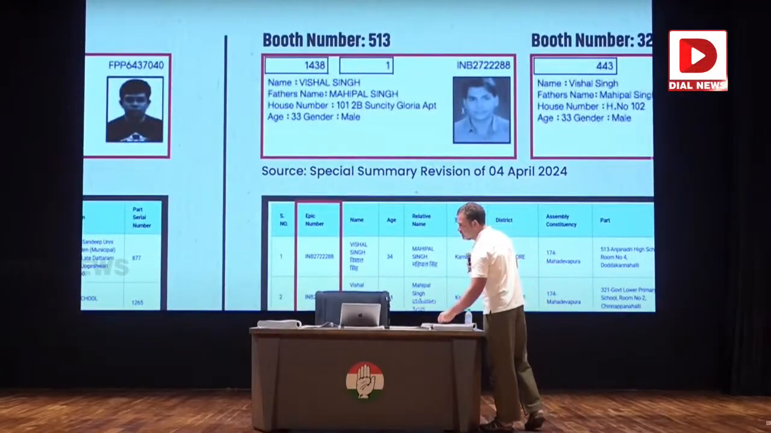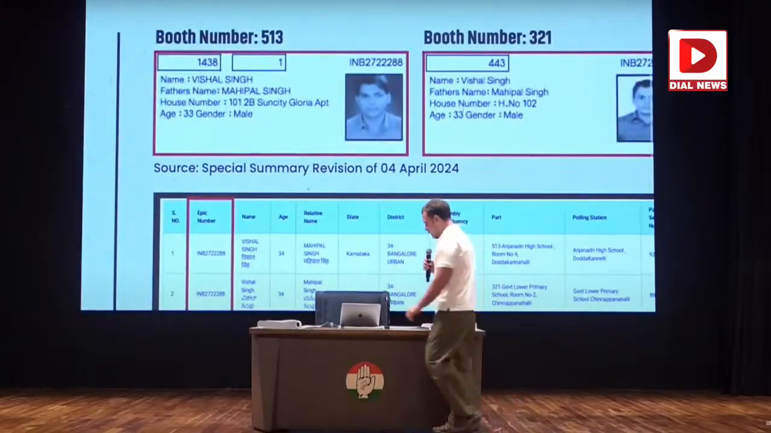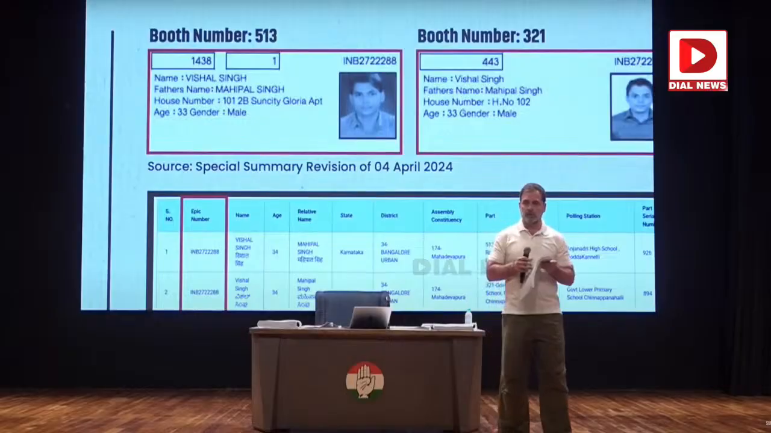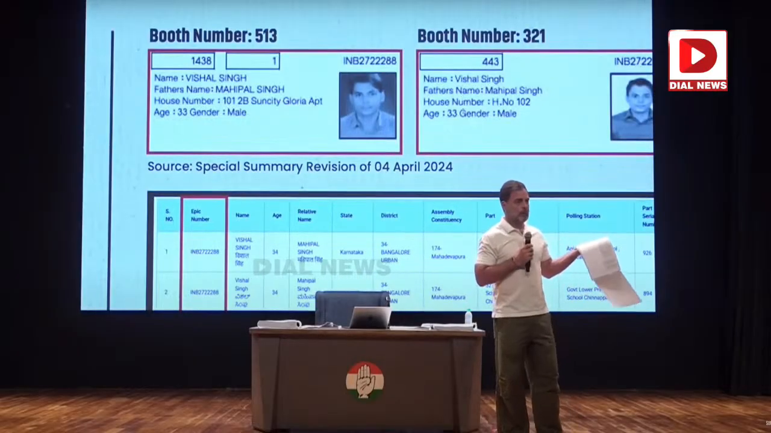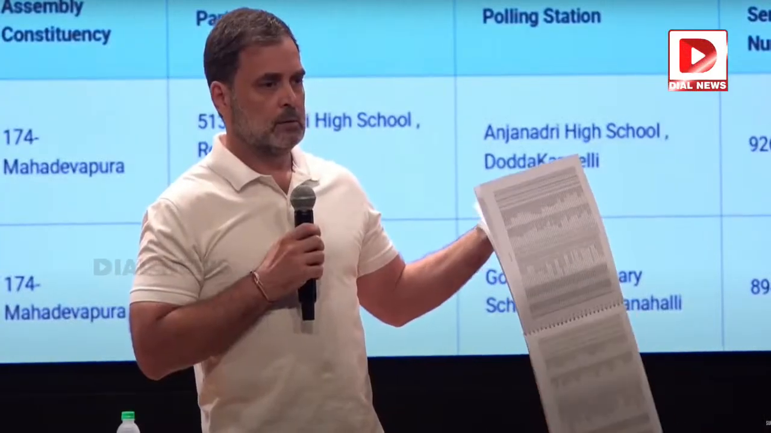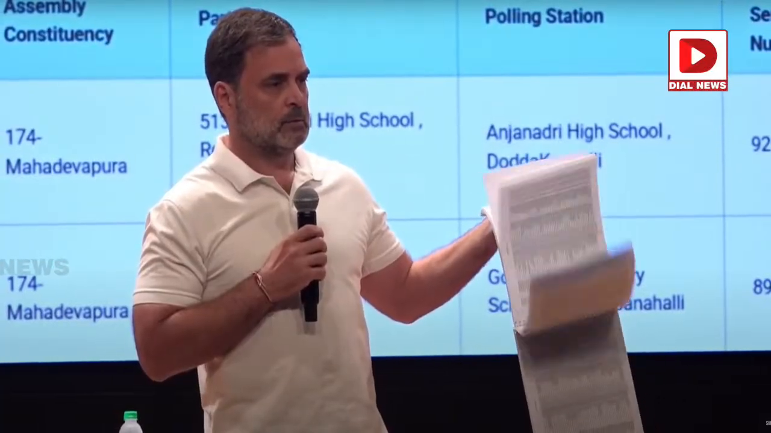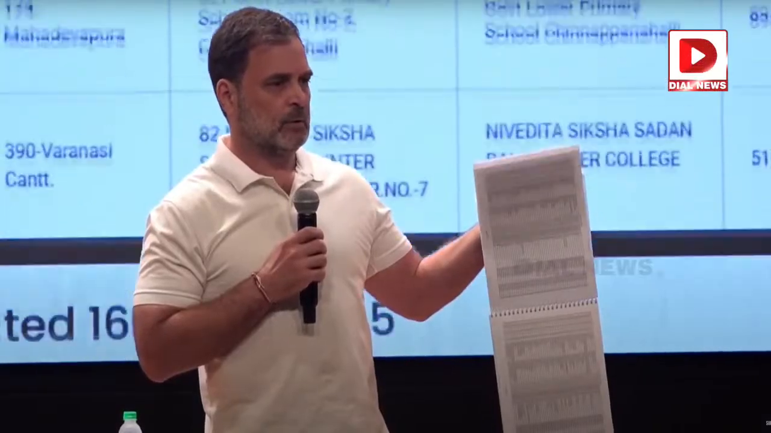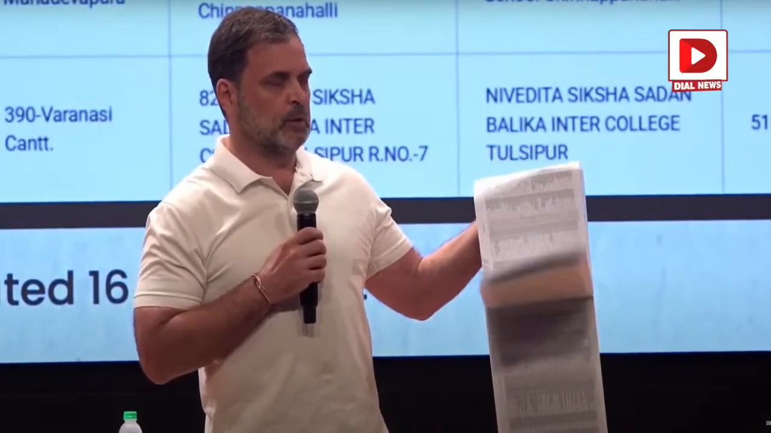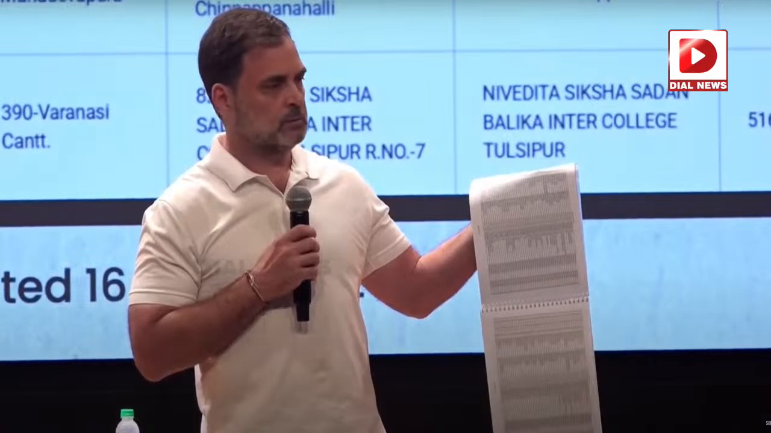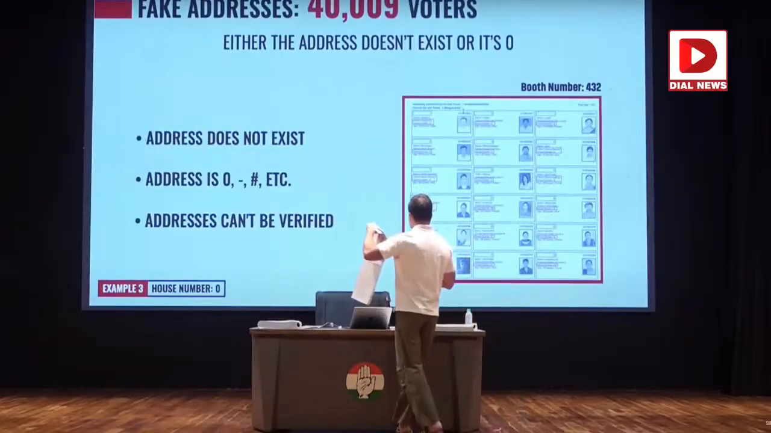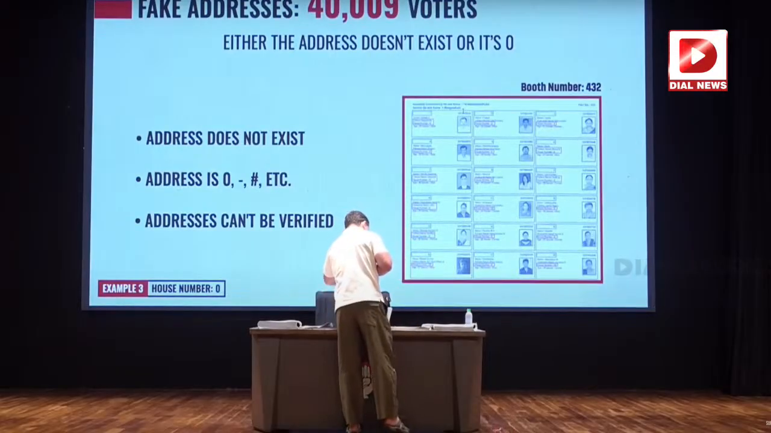Okay, here is the list of duplicate voters. These are all the people who have voted multiple times in Karnataka. That's the names, that's their addresses, that's the polling booths where they register to vote. Okay? Next, fake addresses.